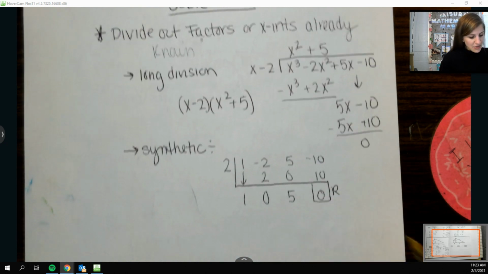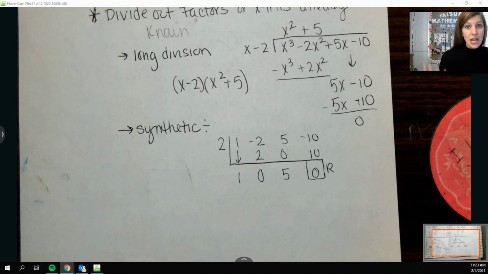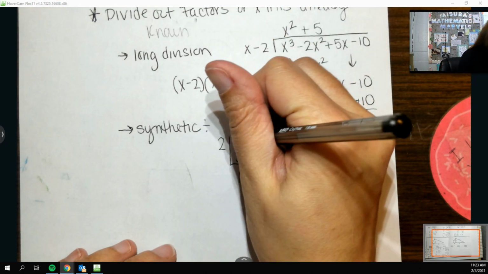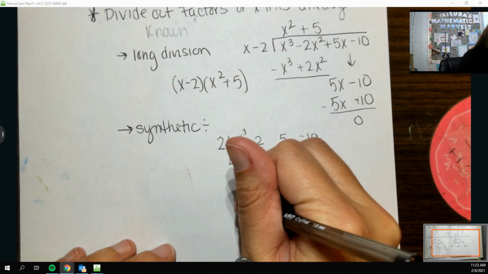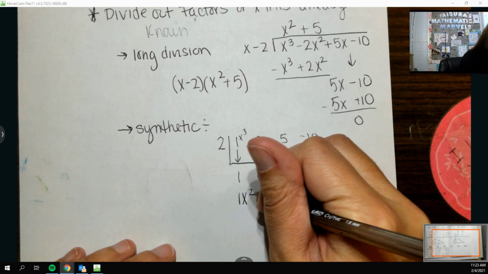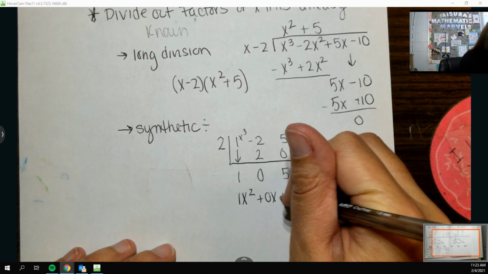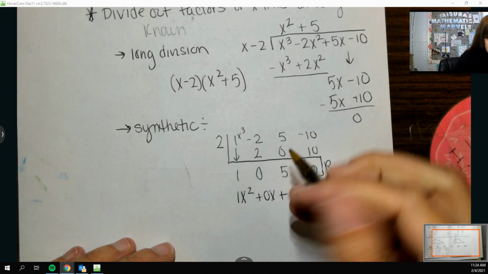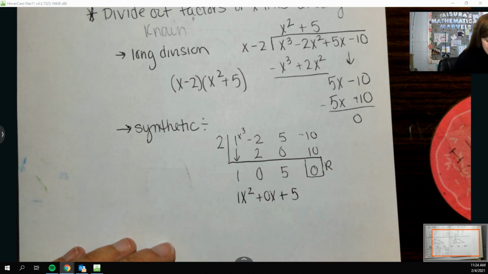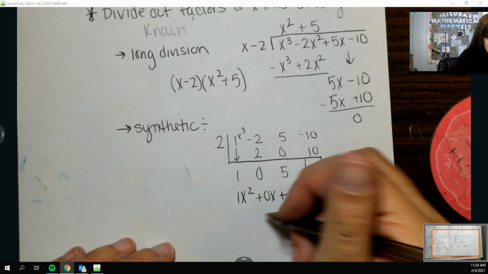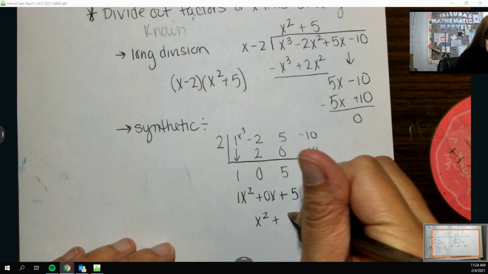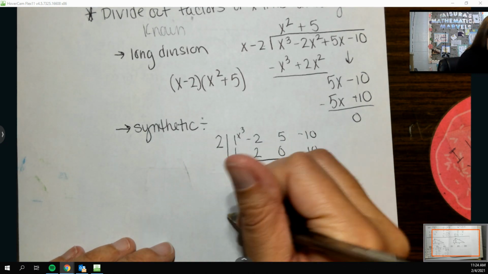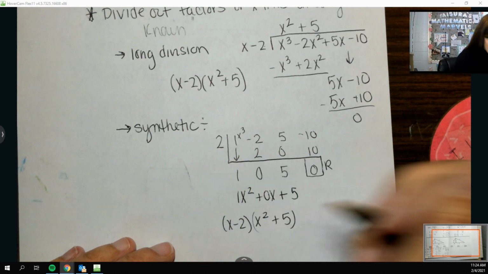And then the numbers left over are the coefficients of my answers with x's behind them starting 1 degree less. So this was an x to the third, which means that this one is going to be an x squared, no x, 0x, and then no x on the 5. So 2, 1, none. And so I really don't need that 0x. You get your answer of x squared plus 5 next to that factor, which was x minus 2.